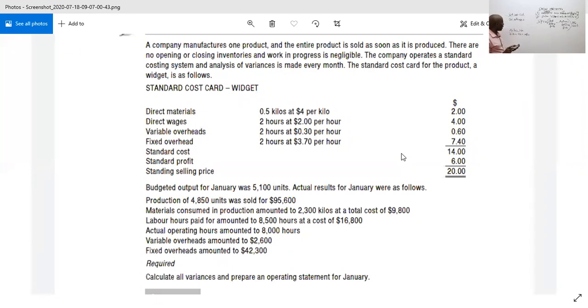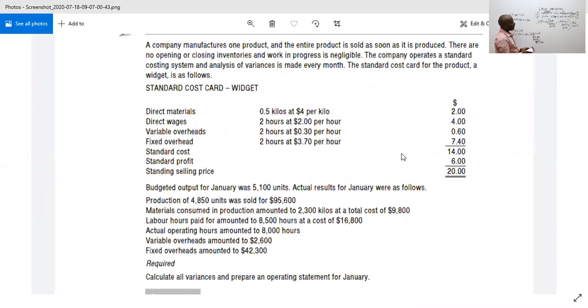This is what we have. The standard selling price is 20. And then we have the actual quantity sold. You can see from the actual information, the actual production was 4850 units. And we are told that the total sales revenue equals $95,600.